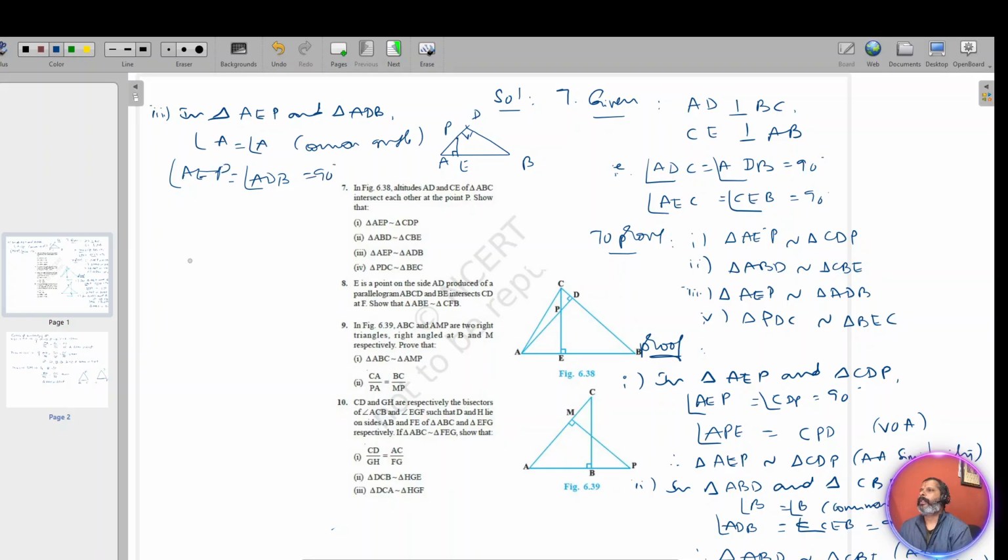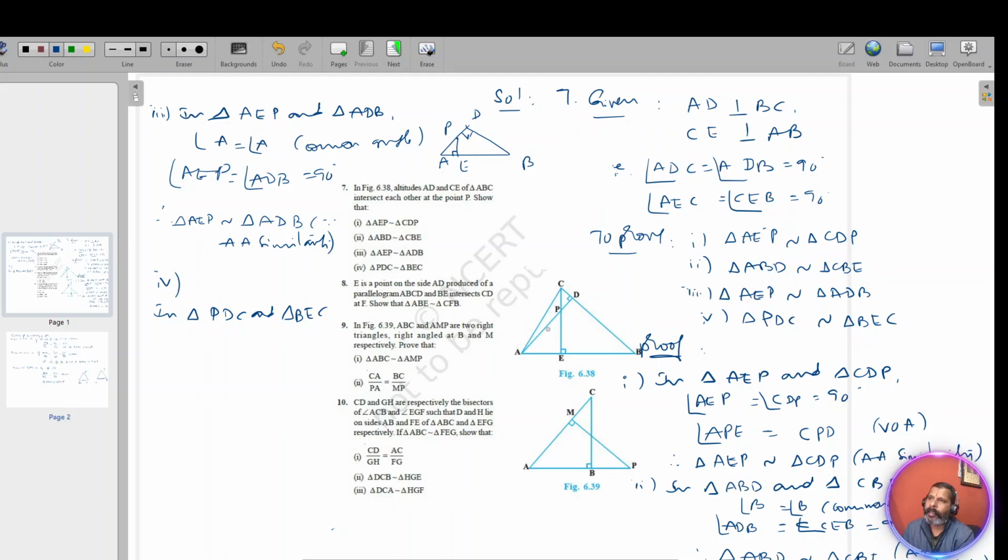AEP equal to AEP 90. Therefore, triangle AEP similar to triangle ADB by AA similarity. Okay. Only thing is you have to identify 90 degree, one common angle for all the four. That is the clue and hint here. We pick that fourth one in triangle PDC and triangle BEC.